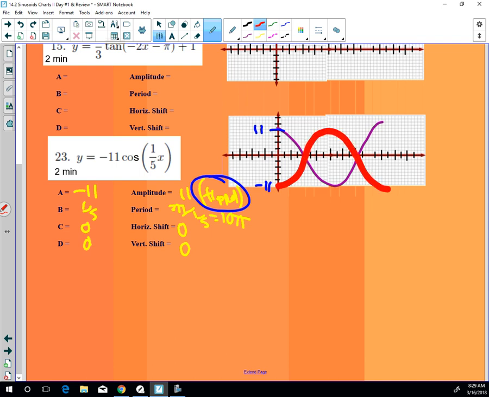like that. And then the period is 10 pi. So that means that one complete cycle is 10 pi. Half of that is 5 pi. Ta-da! Done. Should we do the tangent one?